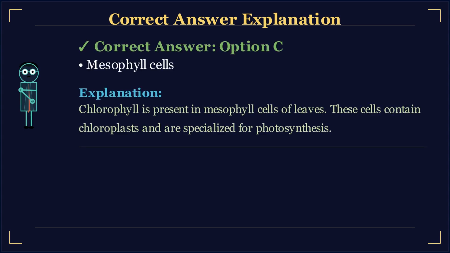Here's the explanation for the correct answer. Chlorophyll is present in mesophyll cells of leaves. These cells contain chloroplasts and are specialized for photosynthesis.